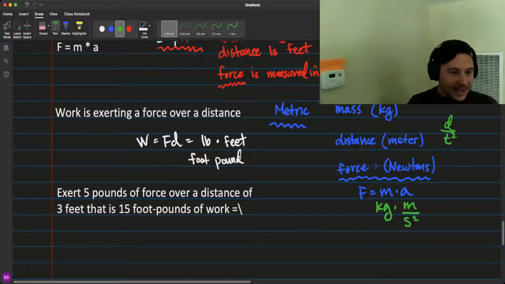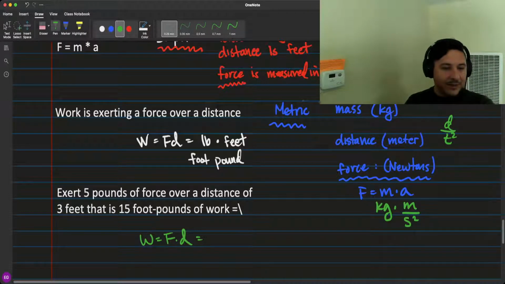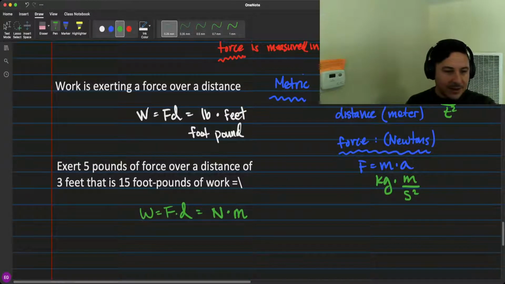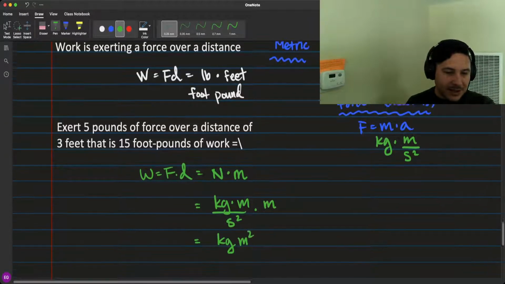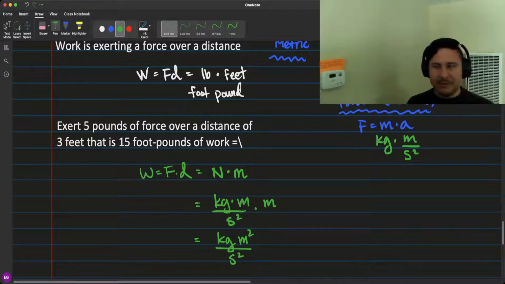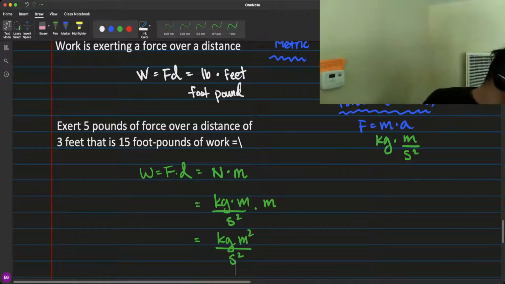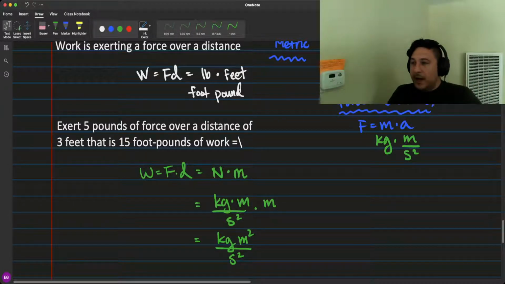Now, we do this again. Work equals force times distance. The force is in newtons. The distance is in meters. A newton is a kilogram meter per second squared, times a meter. So what's the measure of work? It's kilograms times meters squared divided by seconds squared.